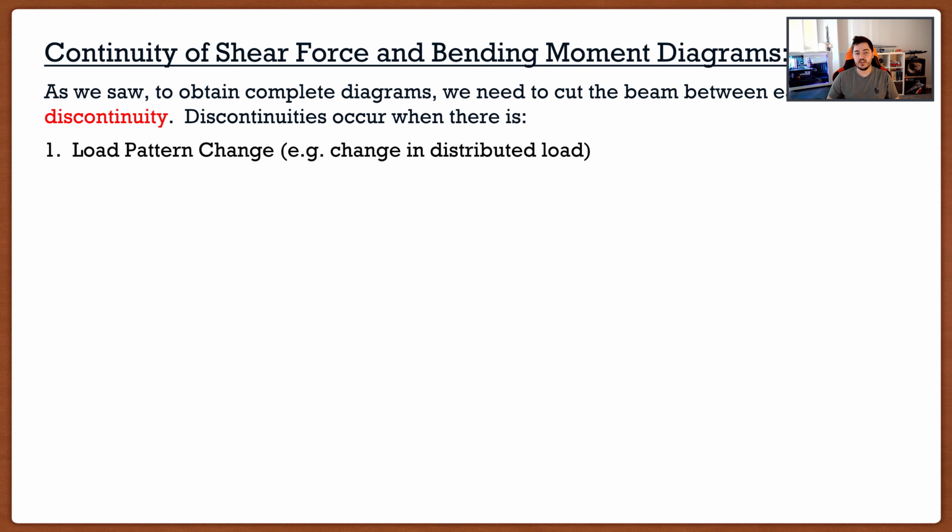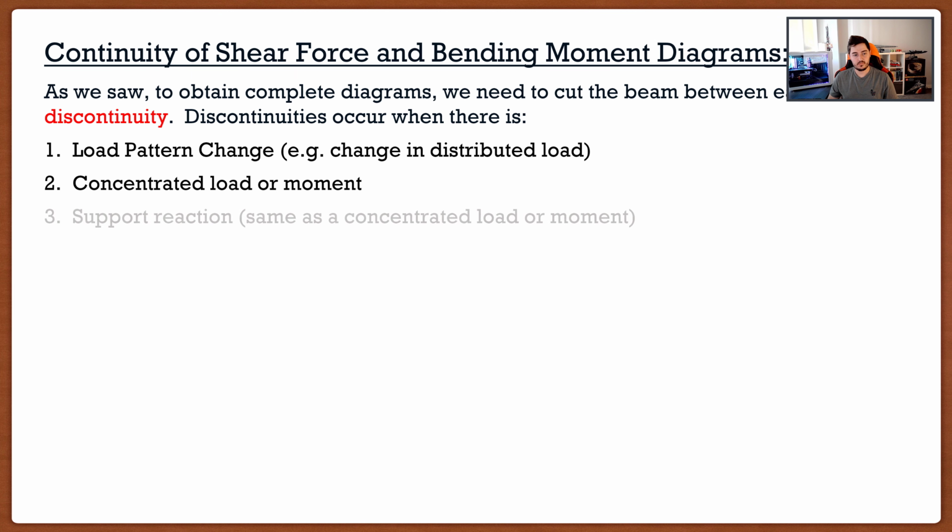The first one is a change in load pattern. So if I had nothing on my beam and then suddenly I had a distributed load, that's actually a change in load pattern. So this would create a discontinuity. The second one is a concentrated load or moment. And again, we saw this in the previous slides. When we had that point load, it would create a sudden jump in our shear force diagram. And then the final one, which actually goes back to point 2, is a support reaction. Because remember, support reactions create those point loads, and whenever we have a point load, we have to jump up or down when it comes to shear.